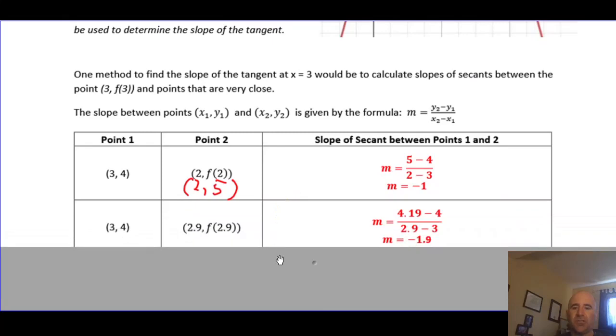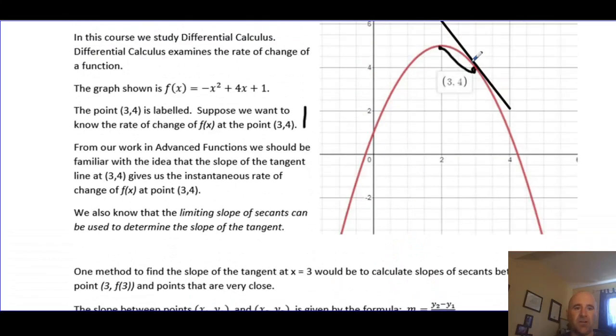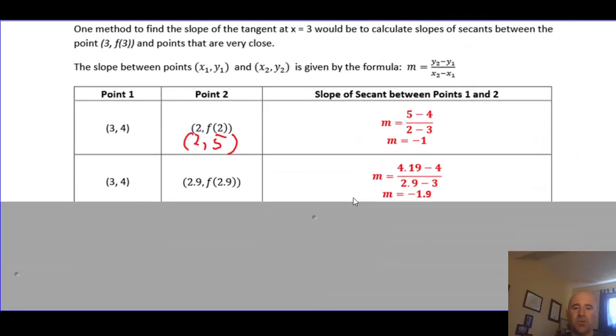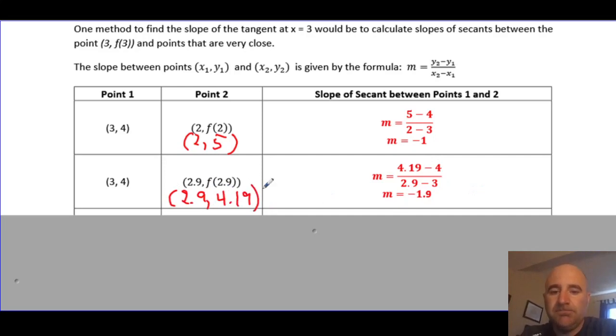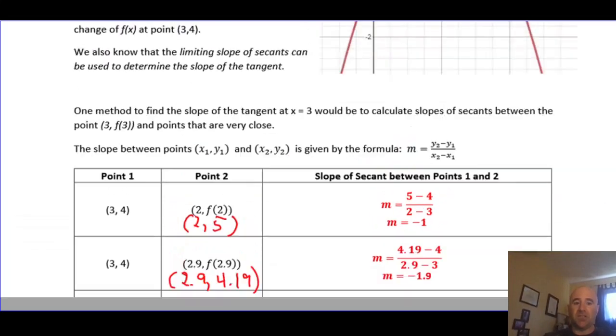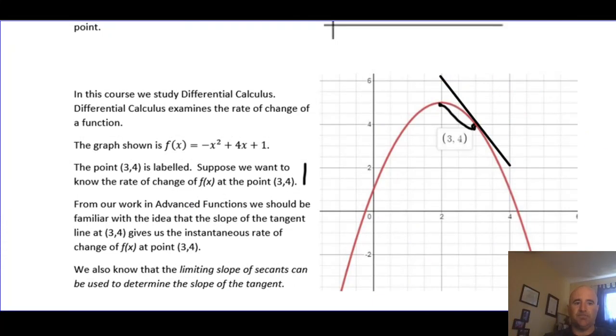Instead of 2, let's try using x equals 2.9. So that would be a point right about here. It's hard to draw. Okay, so the secant that goes from here to here. What do we get when we do that? Well, we use 2.9 and f of 2.9. Now f of 2.9 is 4.19. So really we're dealing with the point (2.9, 4.19). And that gets us a slope of negative 1.9, which is quite a bit different than negative 1, and obviously closer to the slope of the tangent line.